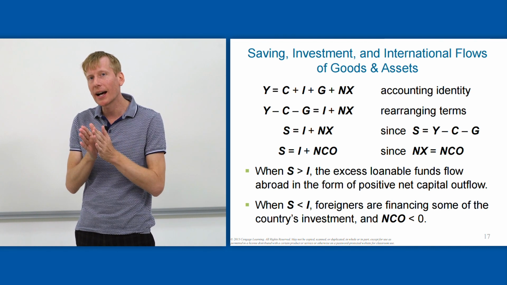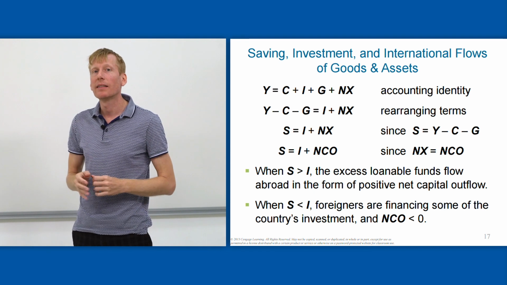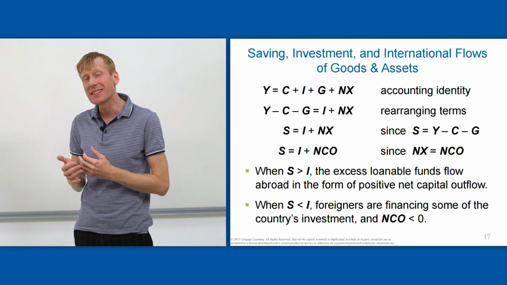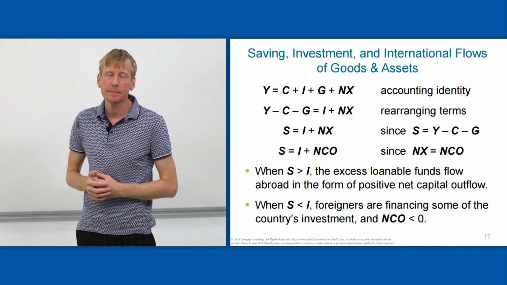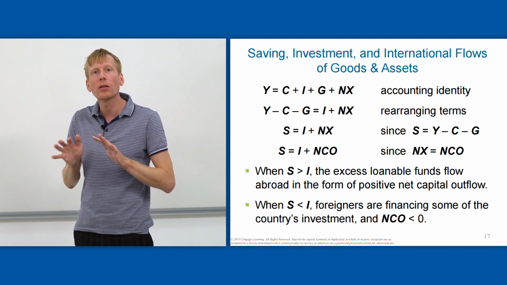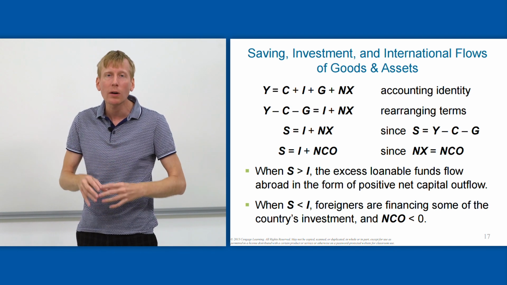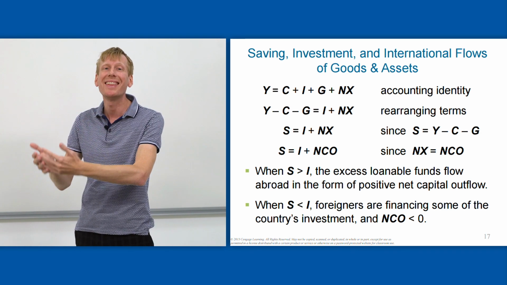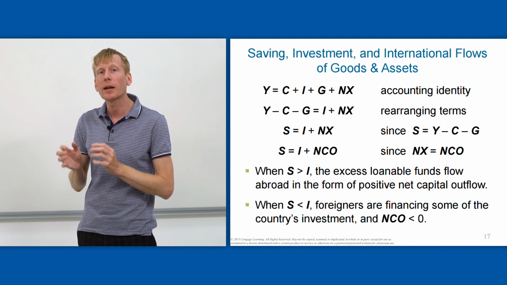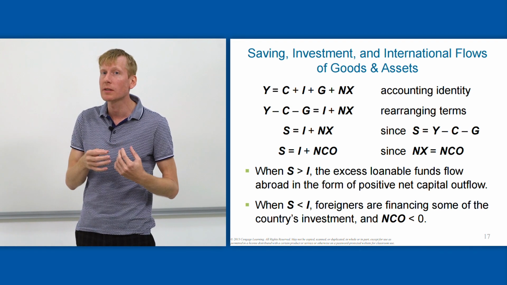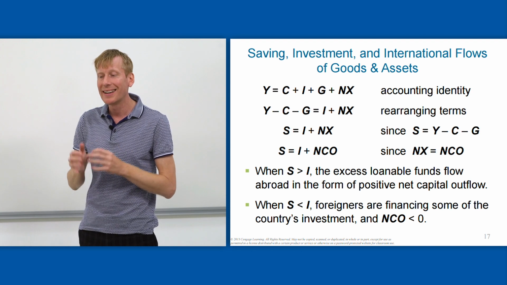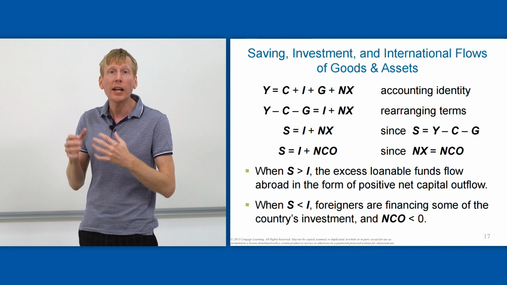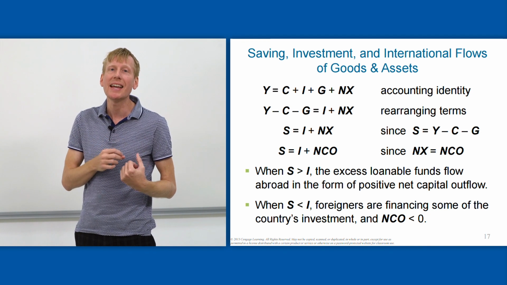So if saving is equal to I plus NX, then if NX is positive, then savings is greater than investment. We're saving a lot, but not all of that money is being used for investment in our country. Some of that money is being sent to other countries and invested there. On the other hand, if we have a negative net exports because imports are larger than exports, in that case, we have money flowing into the country and we're able to invest more than we saved.